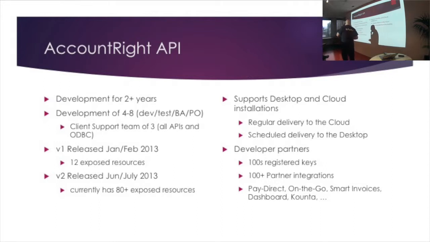And it also has to support the desktop and cloud installations. So this API has to work in all those environments that we've talked about, with backward compatibility. And we obviously have regular delivery to the cloud, so we can always deliver new versions, updates and new resources. But to the desktop, we've still got that staggered delivery, when people decide to take an upgrade.